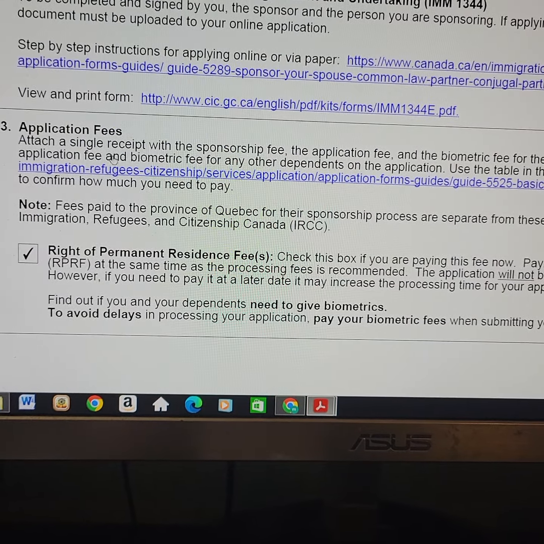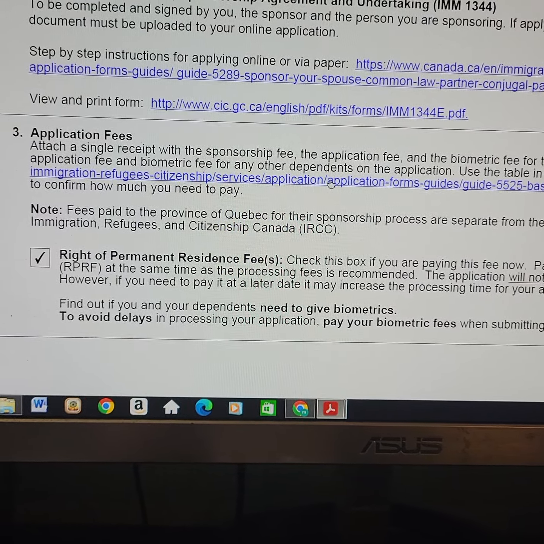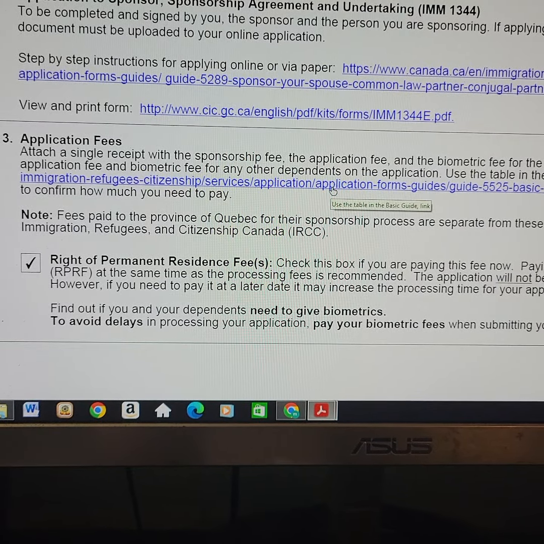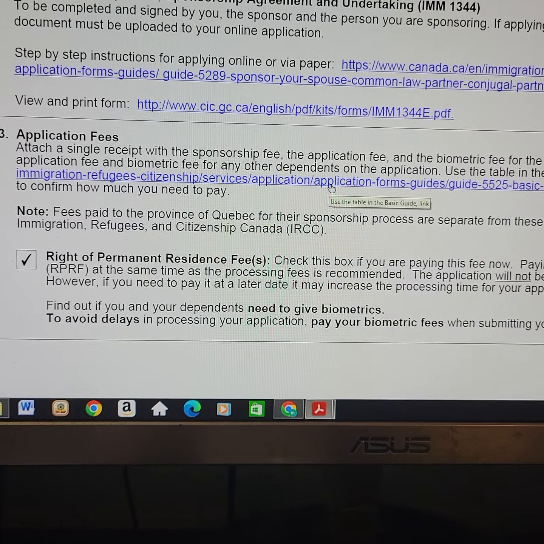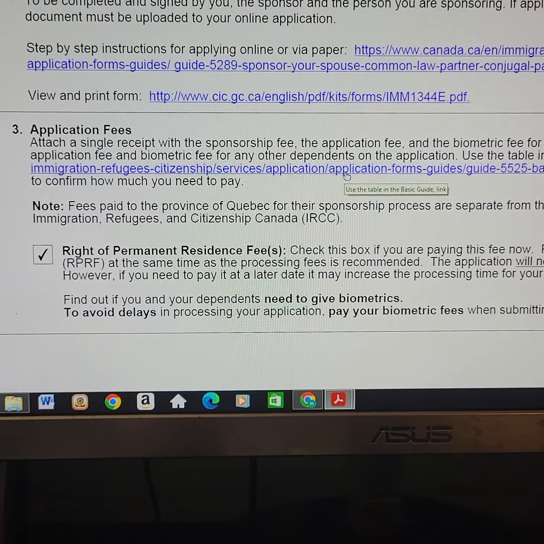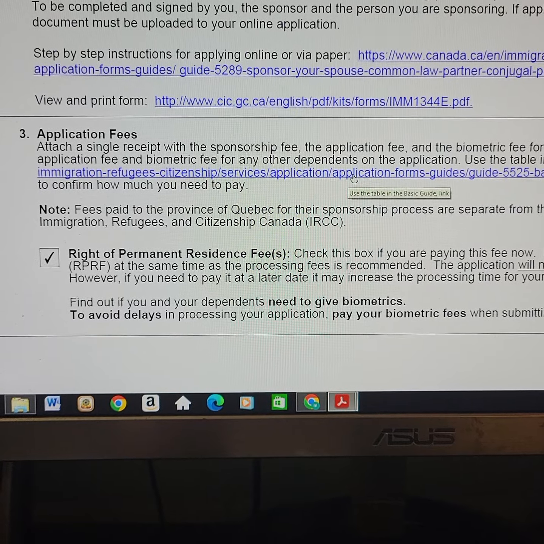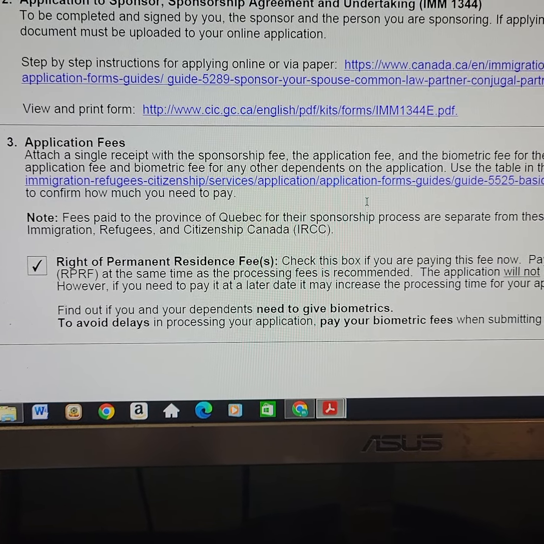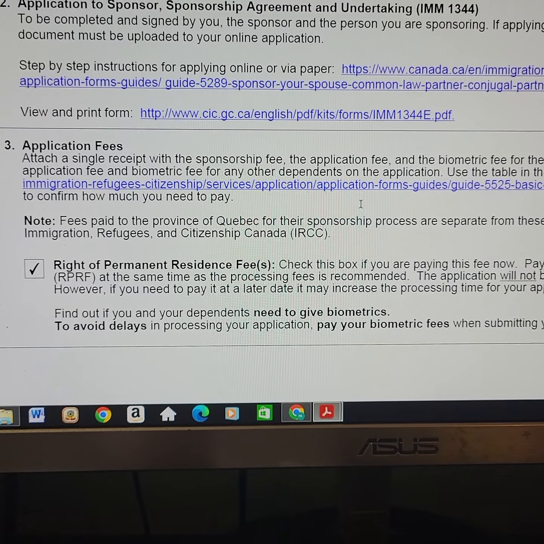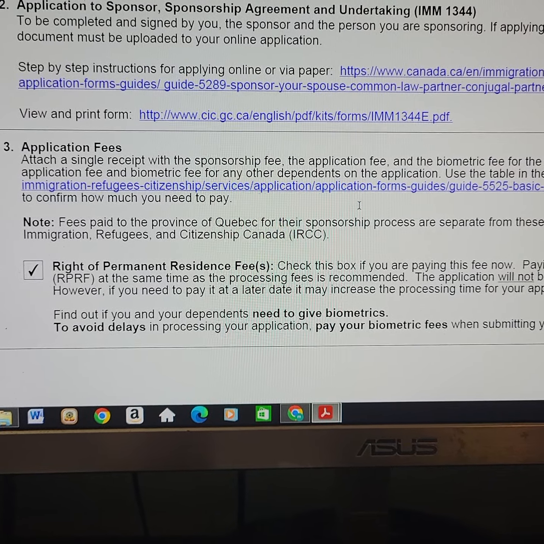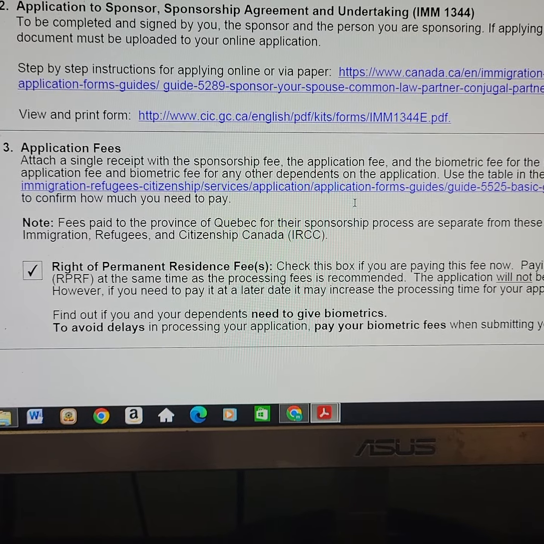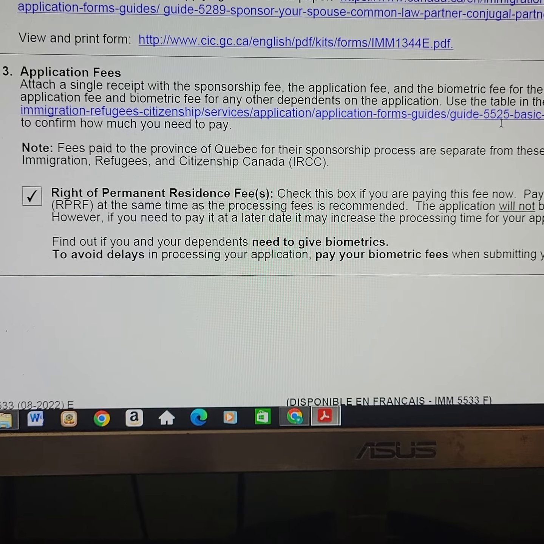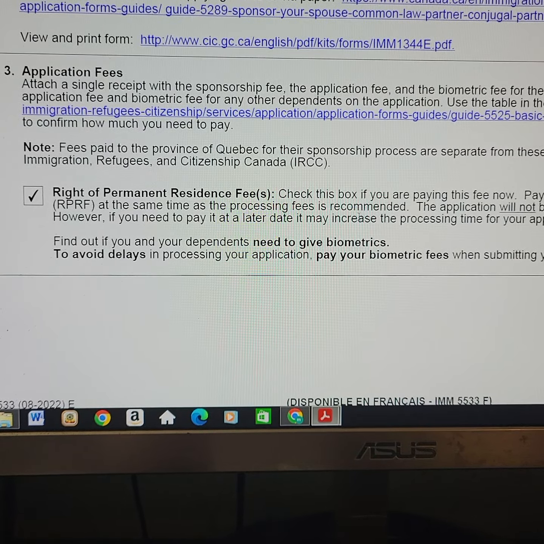Okay. Application fees. Again, if you click on the blue link here, it will take you to the fees. Make sure you pay everything. Well, if you're able, make sure to pay everything all at once, so your application is not stopped for these reasons. It will stop the process and you will have to wait until you pay everything. Okay. Make sure you click on the link. It will tell you how much to pay for everything.